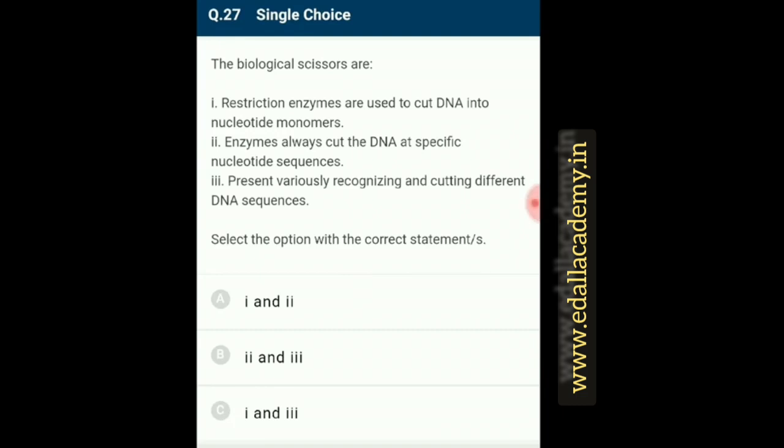These enzymes make the break or cut at the particular site or sequence that is palindromic. They are also called restriction endonucleases. These biocatalysts are extensively used in the genetic engineering process for manipulation of genes. Because of their cutting ability like a scissor, they are commonly called molecular scissors. So the answer for this question is option B. Second and third statements are correct about molecular scissors or biological scissors.